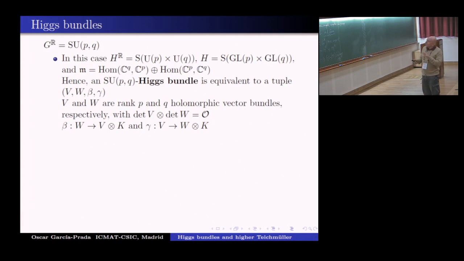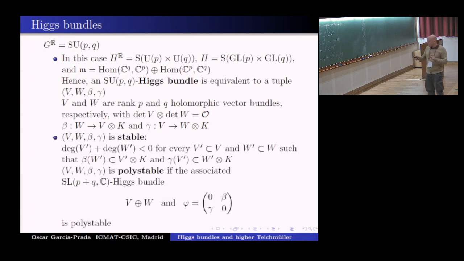So anyway, what is an SU(p,q) Higgs bundle in terms of vector bundles is now a tuple consisting of two vector bundles, V and W, rank p for V, rank q for W, and then there is this condition that the determinant of V tensor the determinant of W is trivial. That again comes from the SL(n,C) thing. It comes from here. The structure group is this S(GL(p) x GL(q)), right? And then the Higgs field now has two pieces. One goes from W to V tensor K, and another from V to W tensor K, beta and gamma, okay?